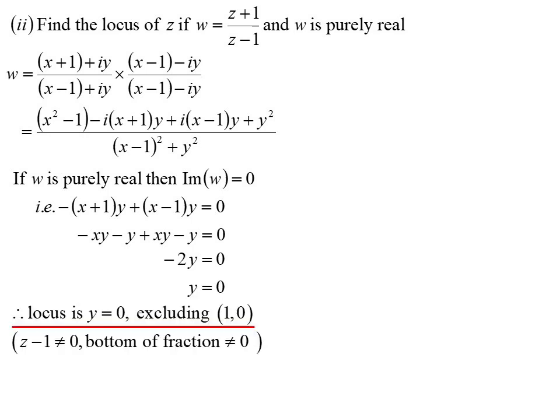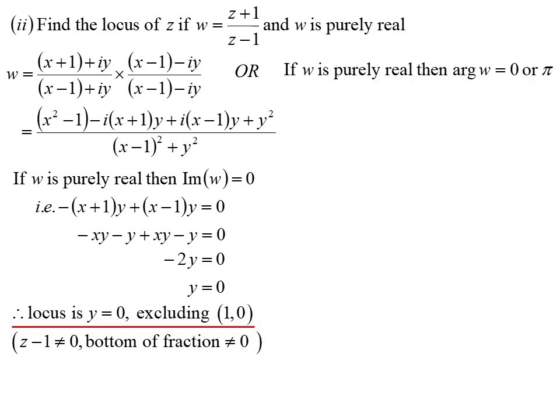So there's our locus. But of course, remember, you've got to go back to the original question and see, hang on a sec, is everything included? In this case, 1, 0, that particular point wouldn't be included because you can't have 0 on the bottom of a fraction. So I couldn't substitute in the number 1 into that and get an answer. So the locus is our lovely line. It's our x-axis, but excluding the point 1, 0.